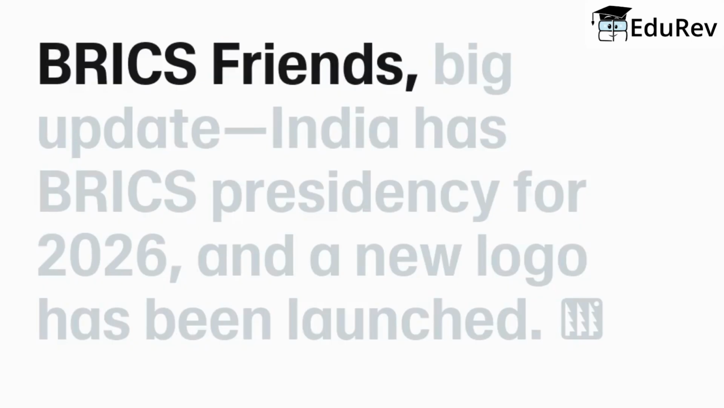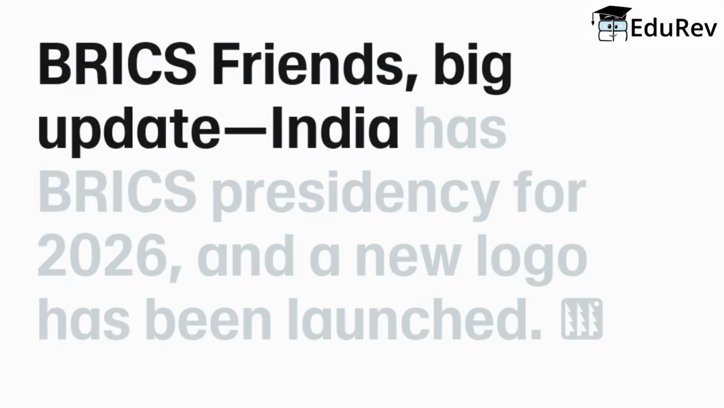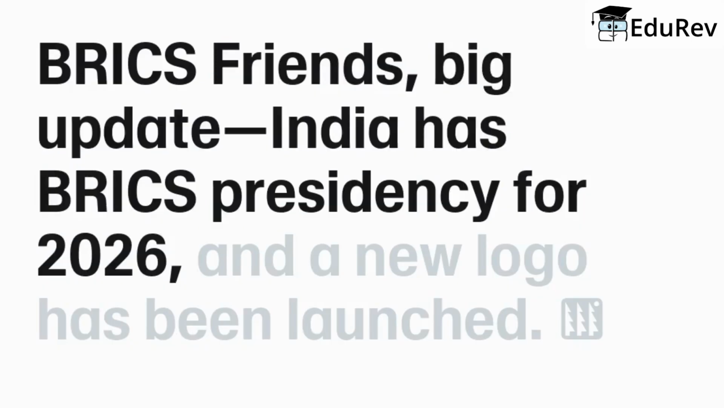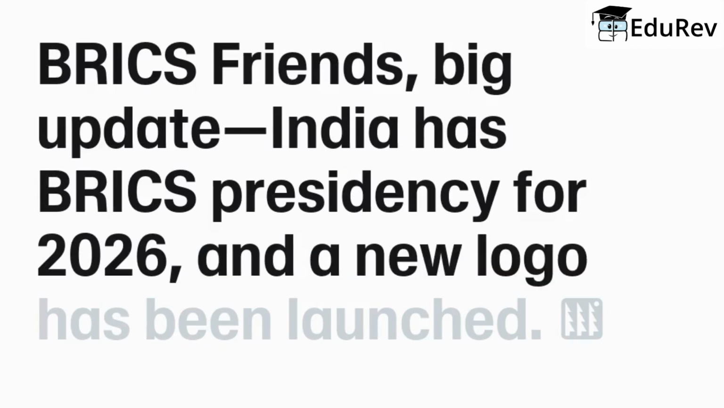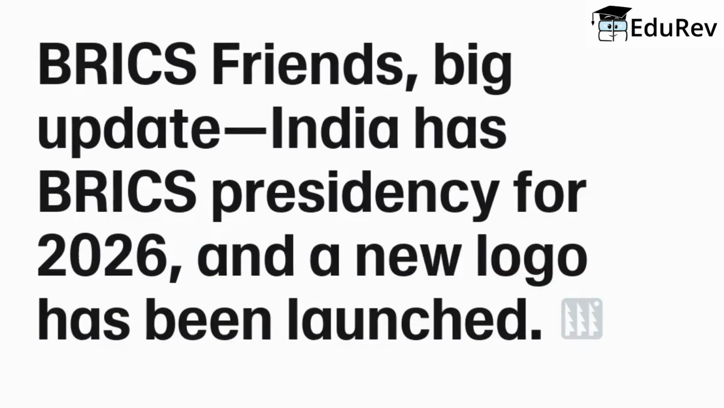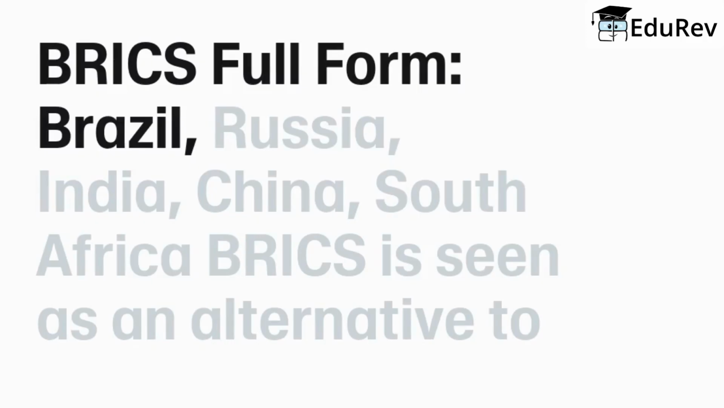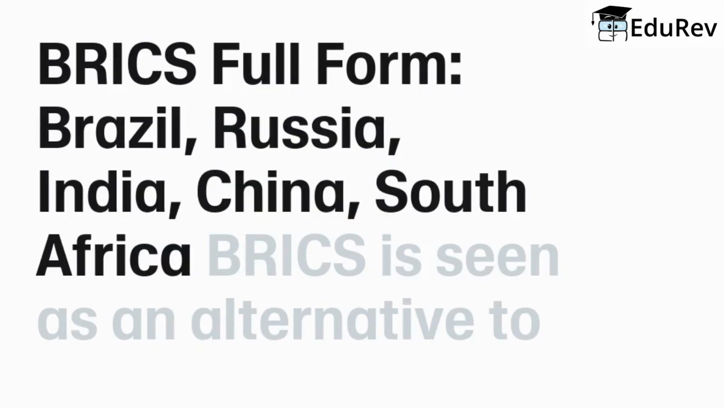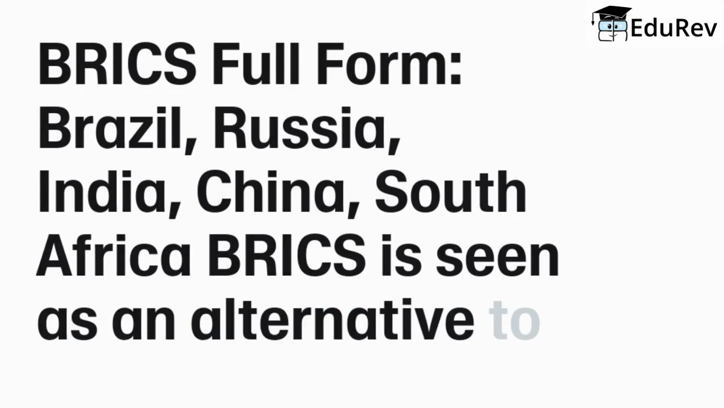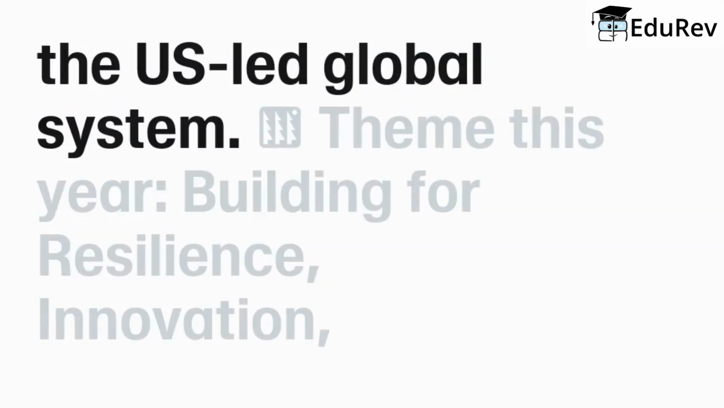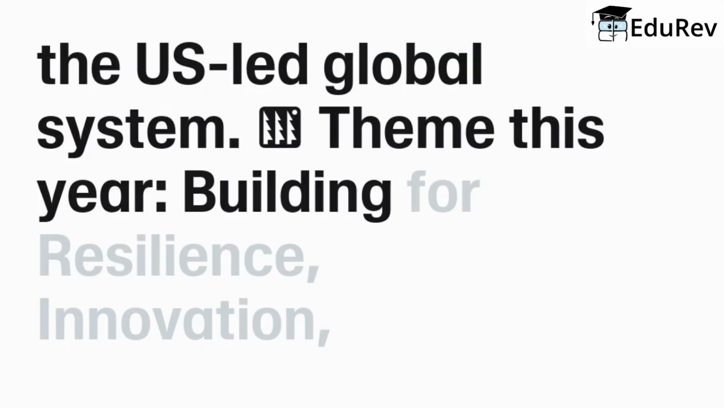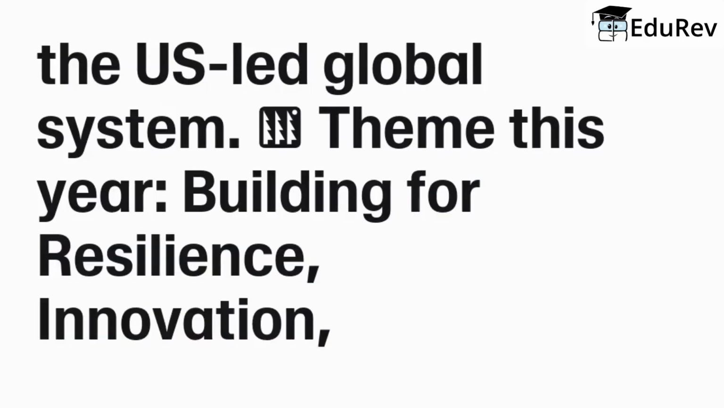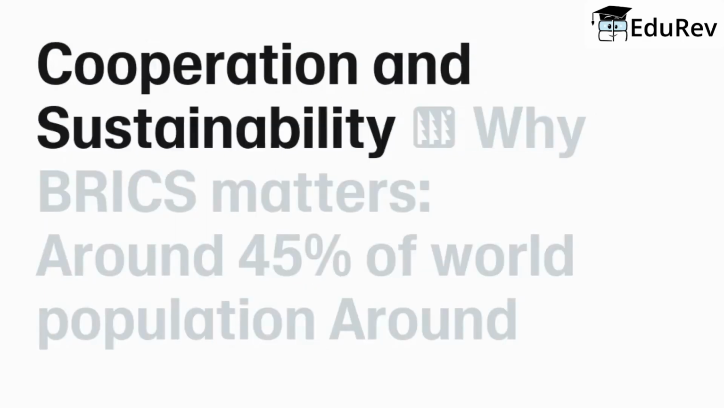BRICS. Friends, big update. India has BRICS Presidency for 2026 and a new logo has been launched. BRICS full form: Brazil, Russia, India, China, South Africa. BRICS is seen as an alternative to the US-led global system. Theme this year: Building for Resilience, Innovation, Cooperation and Sustainability.